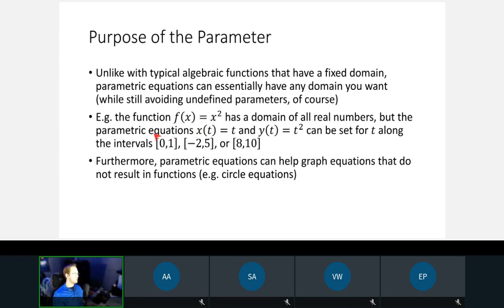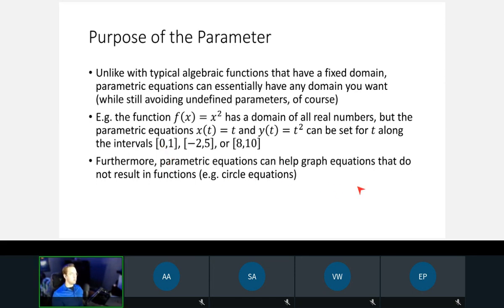All right. But the parametric equations, x of t equals t and y of t equals t squared, can be set for t along the intervals 0 to 1, -2 to 5, or 8 to 10. I just chose random numbers. There's no rhyme or reason why I chose these three. Basically, you can choose anything for your interval of t. Doesn't matter. Well, it sort of matters, and we'll get to that a little bit.